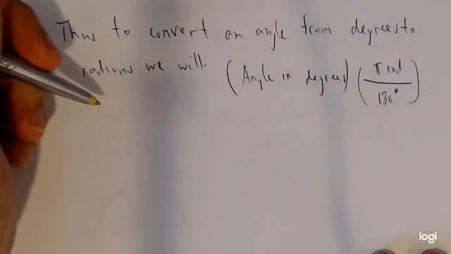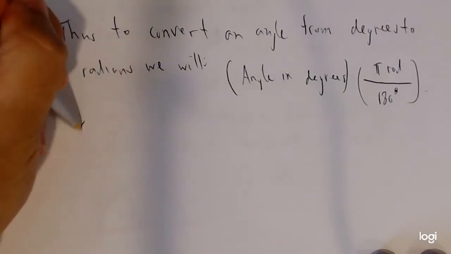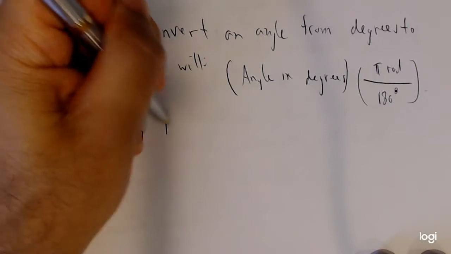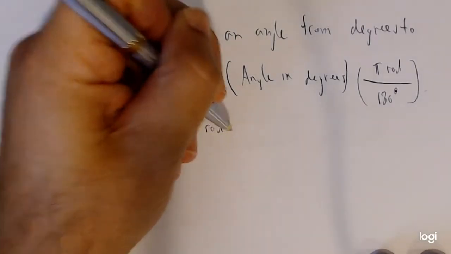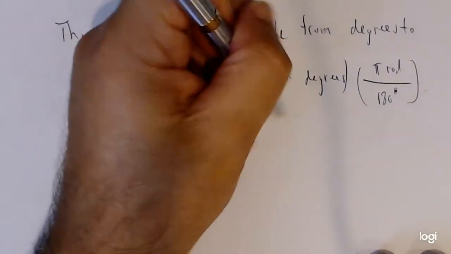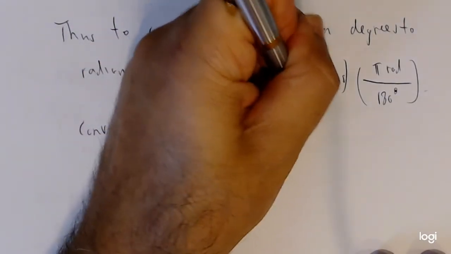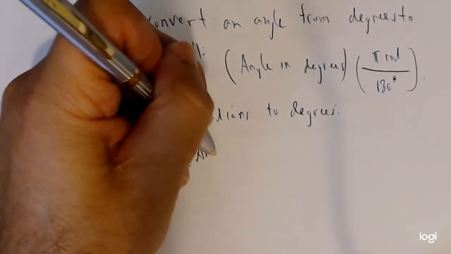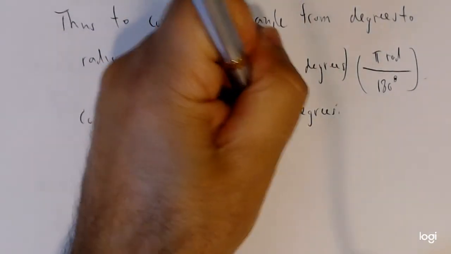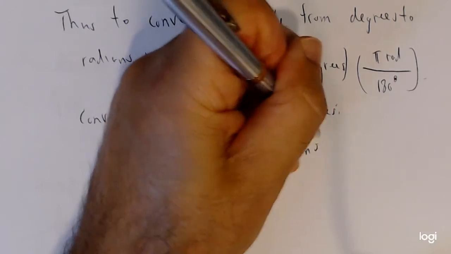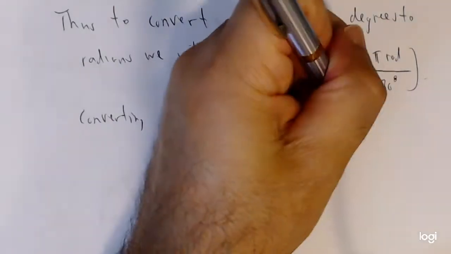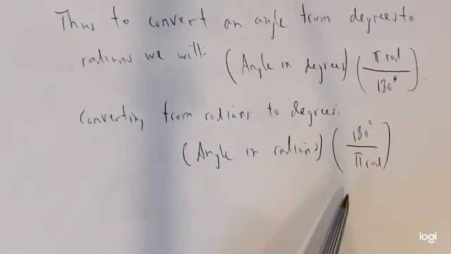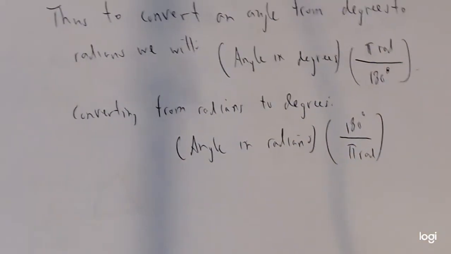Okay, and then we could also say converting from radians to degrees. At this point, I'm pretty sure you know how that's going to work. We're going to go backwards, right? So what will happen is we'll have our angle in radians, and then we're going to multiply that by 180 degrees over pi radians. So this way now the radians are going to cancel out and I'll have my angle in degrees.